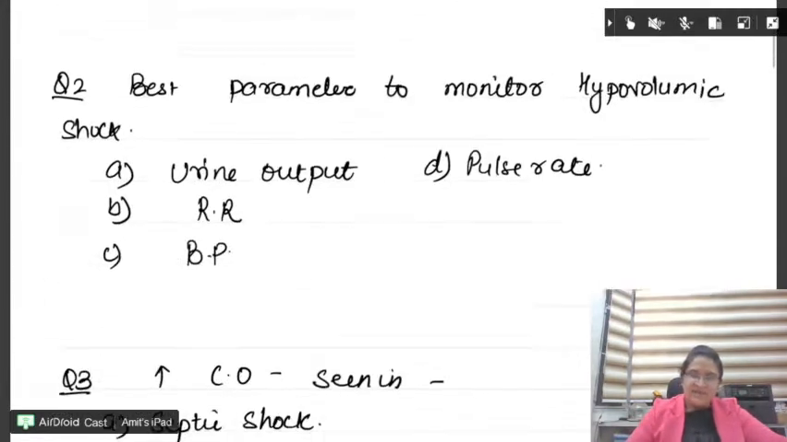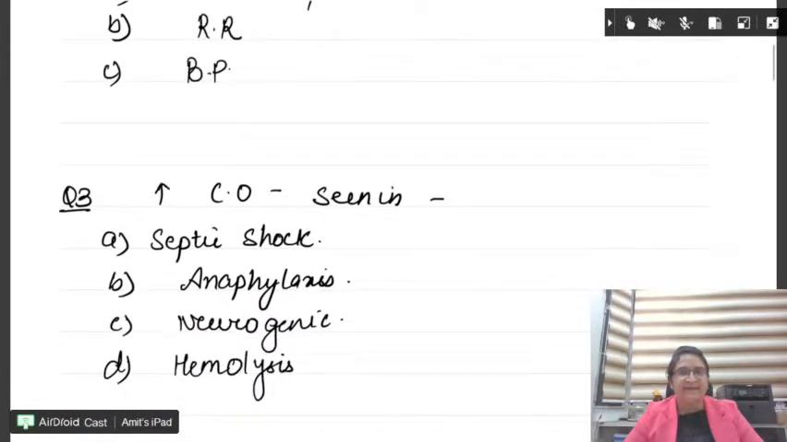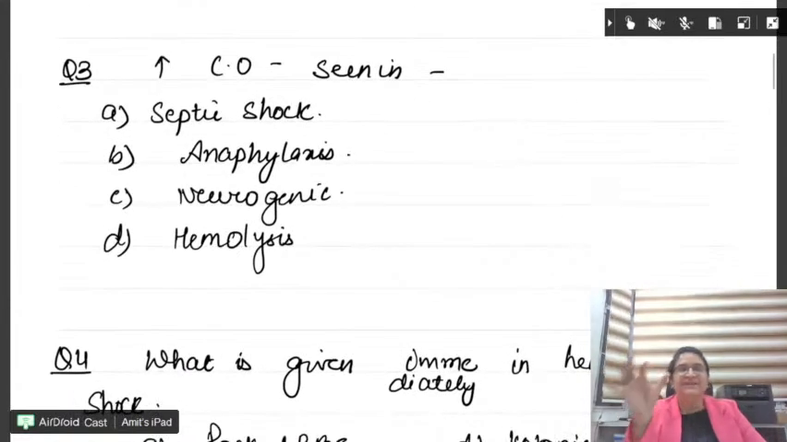Okay, next. Question number 2 you can answer. Best parameter to monitor hypovolemic shock I have already discussed. No confusion. See, in this quiz, I will just tell you what to read, so that you don't forget it. Next. Question number 3. Increased cardiac output seen in which shock? 20 questions. Finish. Shock is over. Shock is no more a shock. Right?